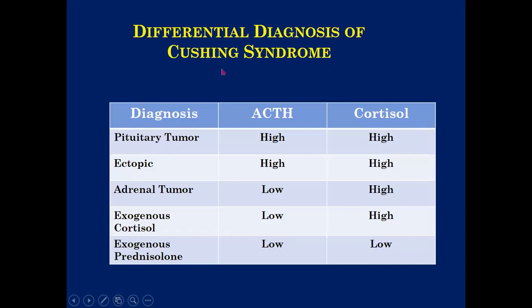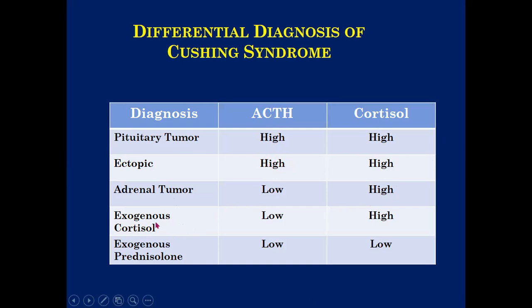Differential diagnosis of Cushing syndrome. If we consider the pituitary tumor, the ACTH will be high. Cortisol level will be high. If it is ectopic, both will be high. For this, we have to differentiate because these blood levels are almost giving the same picture. Although in ectopic, the level of the ACTH is relatively more high as compared to the pituitary tumor. Then if it is an adrenal tumor, then ACTH will be low because of the negative feedback. And cortisol will be high because of the autonomous production of the cortisol from the adrenals.